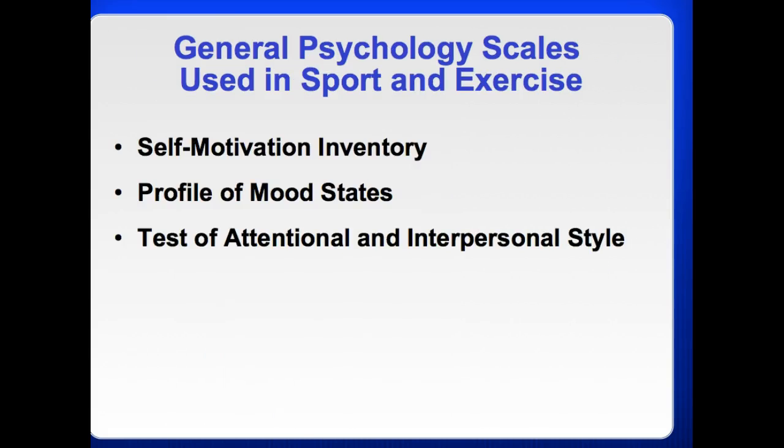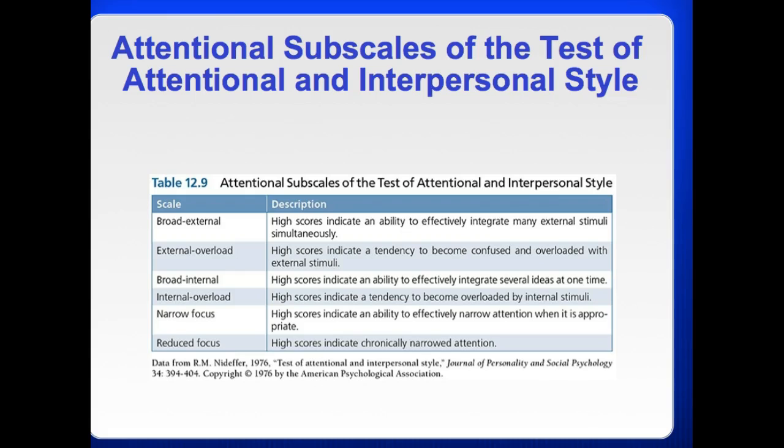General psychology scales used in sport and exercise: the Self-Motivation Inventory, the Profile of Mood States, and the Test of Attentional and Interpersonal Style. Additional subscales of the Test of Attentional and Interpersonal Style are broad external, external overload, broad internal, internal overload, narrow focus, and reduced focus.